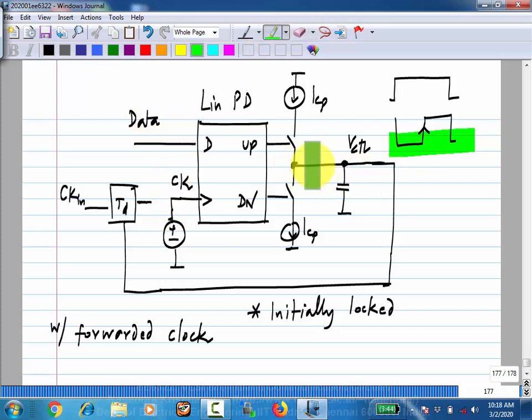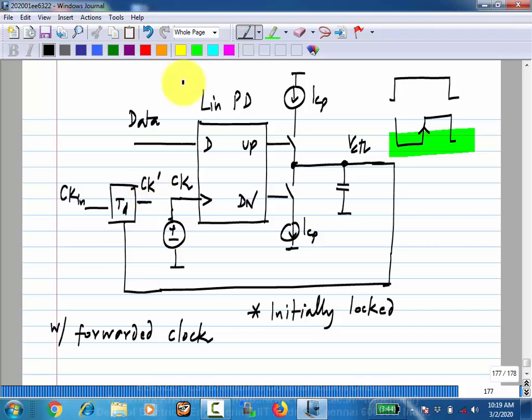What will be the average output of the charge pump? 0. Okay. So the control voltage won't move, and let me call this clock prime. How will clock prime be related to clock? It will be the same. That's how I derived it, right? It will be exactly the same.